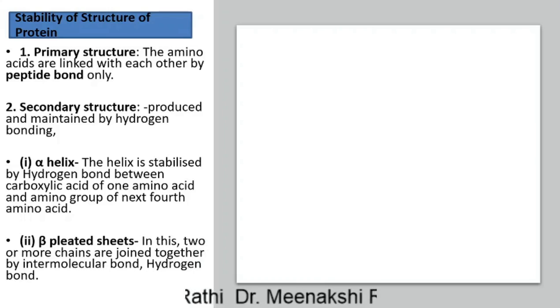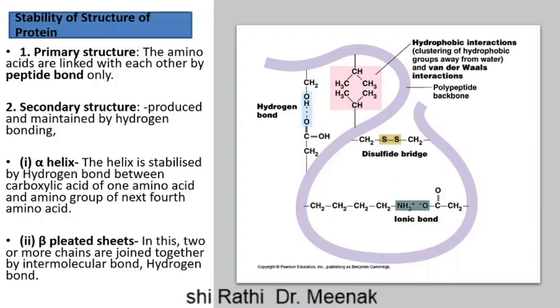Another secondary structure is the beta pleated structure or beta pleated sheet. In this, 2 or more chains are joined together by intermolecular hydrogen bonds. So, for secondary structure, hydrogen bond is the main bond which stabilizes it, and hydrogen bond comes under non-covalent bond. So, we can say that in the stabilization of protein structure, mainly covalent bonds and non-covalent bonds play an important role.